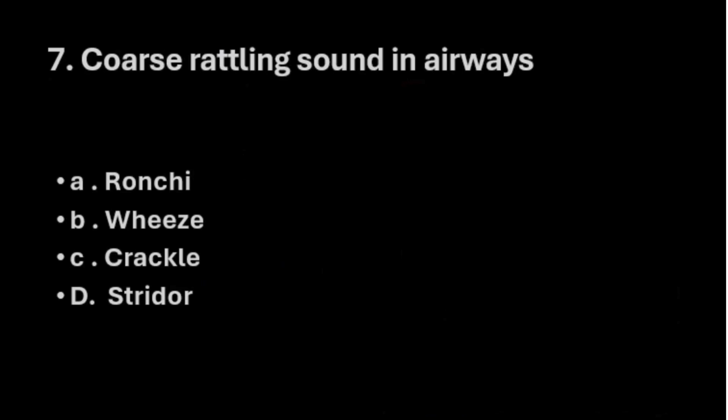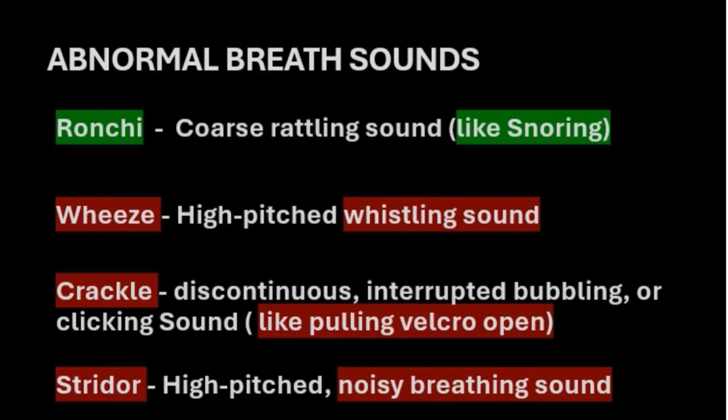Next question. Choir's rattling sound in airways is known as option A, rhonchi. Option B, wheeze. Option C, crackle. Option D, stridor. The right answer here is option A, rhonchi. Abnormal breath sounds include rhonchi, a coarse rattling sound like snoring. Wheeze is a high-pitched whistling sound.